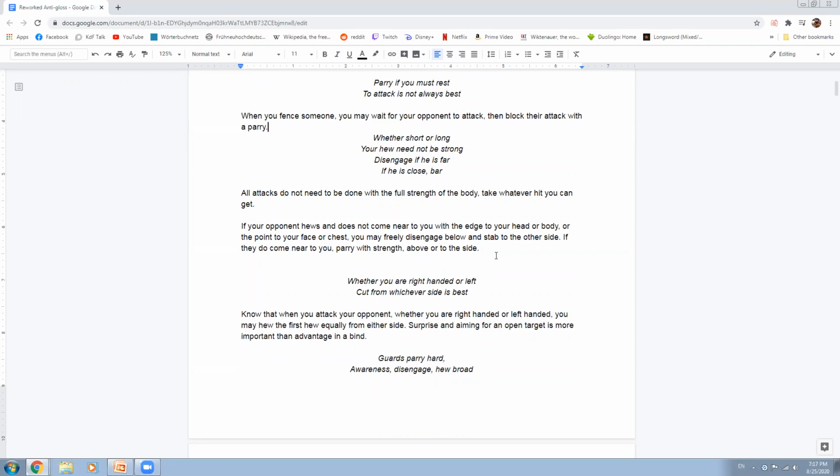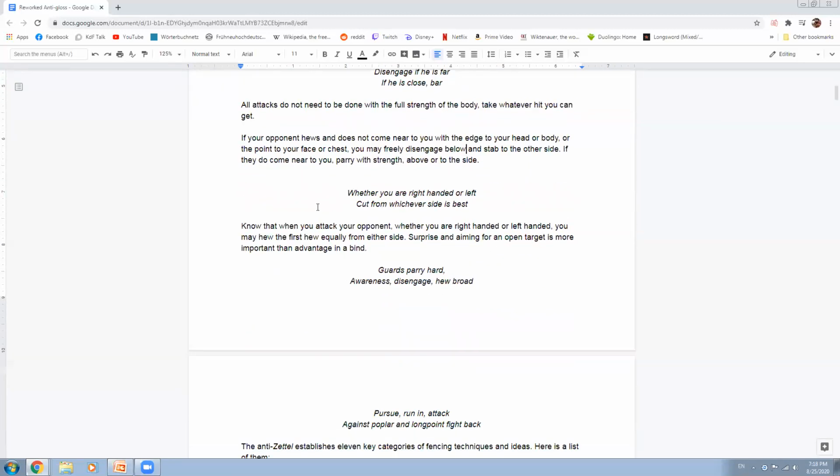So that means as the opponent, you have to be ready to disengage if they hew from too far away, or they don't come near you. And what I mean by that is come below to the other side and stab in. So we start to get an idea of taking advantage of mistakes. So the opponent likes to take advantage of mistakes, and then if they do come near, be safe and parry, and then figure out what to do from there.